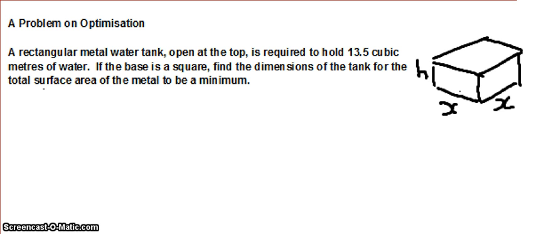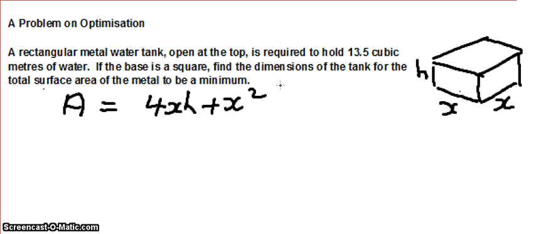First step, look at what you're trying to minimize. And the quantity here is the surface area. So let's start writing an equation for that. So A, the area, is equal to, there's four sides, so there's 4 lots of x times h, plus there's a base, which is x squared. We notice that equation has got two variables, x and also h. So we need to eliminate one of these variables. To do that, we need another equation.